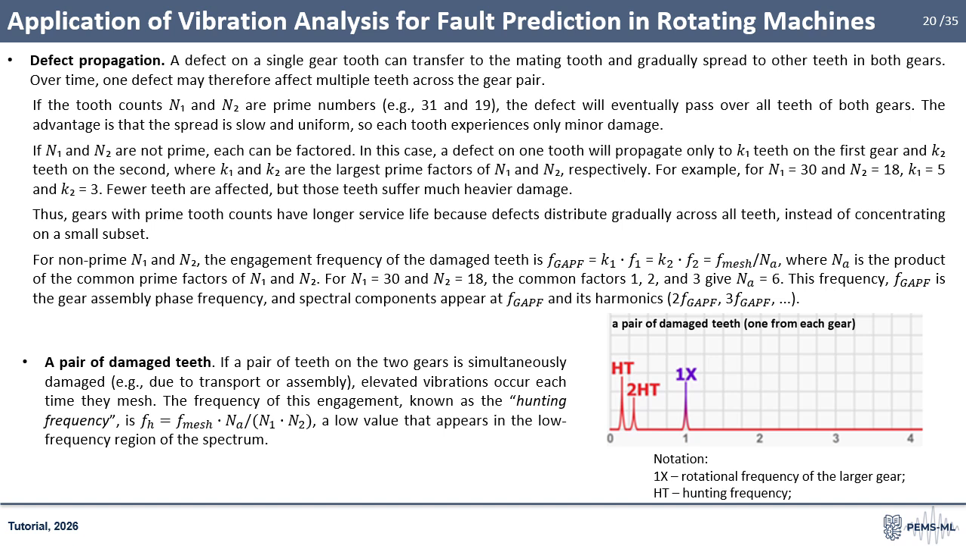Another important parameter is the gear assembly phase frequency. When teeth are damaged, vibration components appear at this frequency and its harmonics. If a specific pair of teeth on both gears is simultaneously damaged due to transport or assembly, elevated vibrations occur each time they mesh. This engagement frequency, known as the hunting frequency, appears in the low-frequency region of the spectrum.